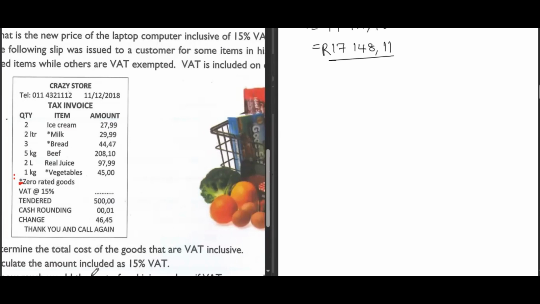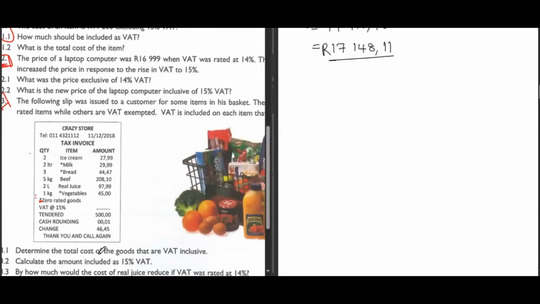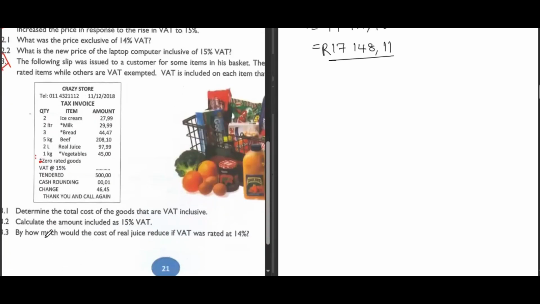All right, so let's go to the question and we see 3.1. It says, determine the total cost of goods that are VAT inclusive. In other words, the goods that have VAT on them. So 3.1, total cost on VAT inclusive items.